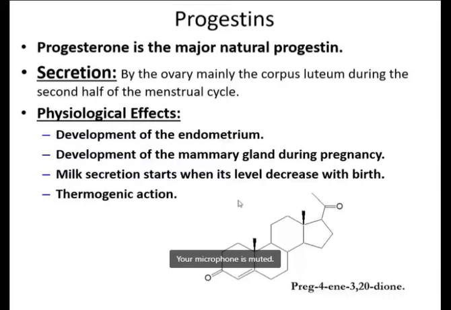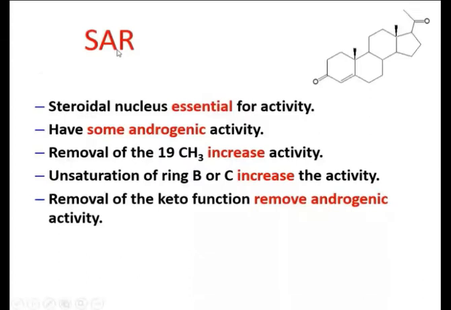Structural activity relationship of progesterone is that the steroidal nucleus is essential for activity, and it has some androgenic activity also. Removal of the 19th methyl group increases activity. If this 19th methyl group is removed, then activity is increased. On saturation of the ring B or C, the activity increases. If there is a double bond in this ring and this ring, the activity will increase. Removal of the keto function removes androgenic activity. If you remove the keto function, then androgenic activity is removed.